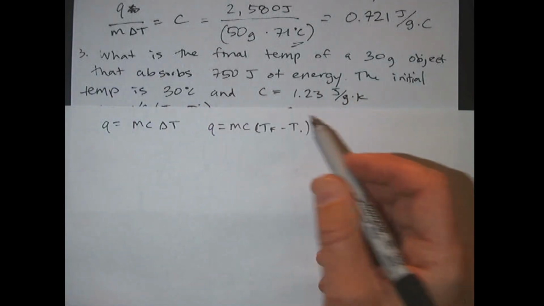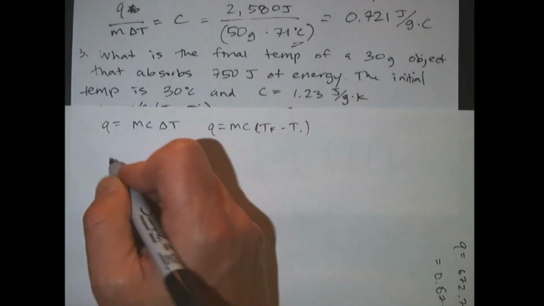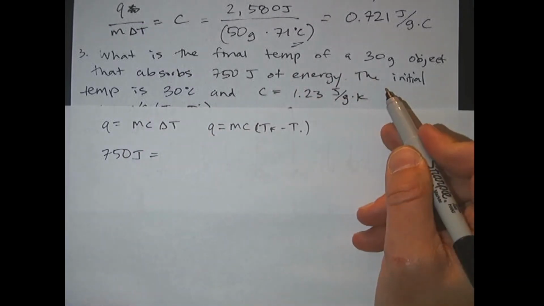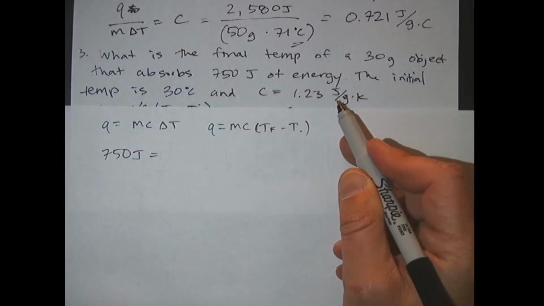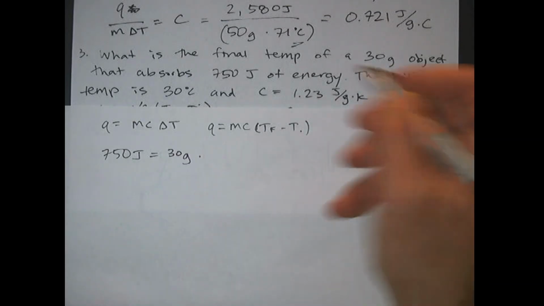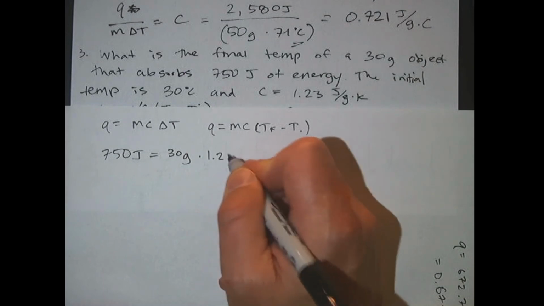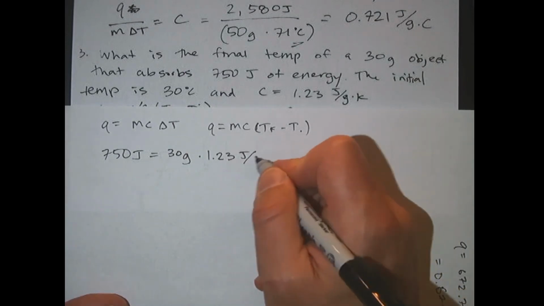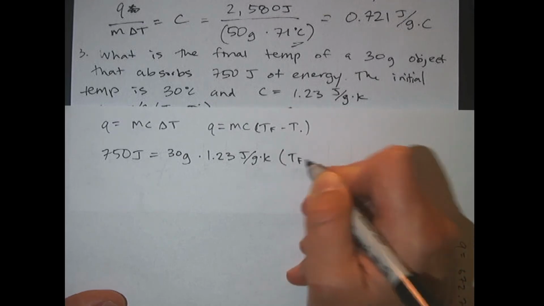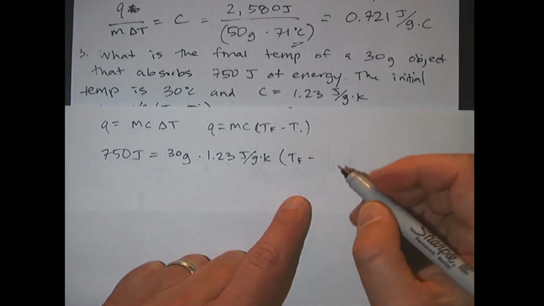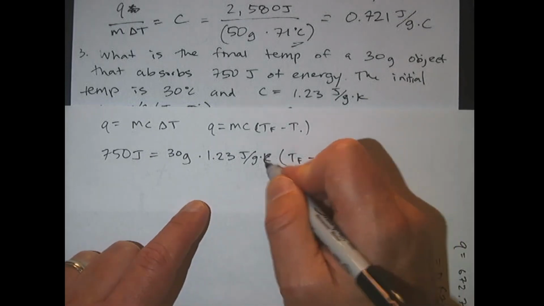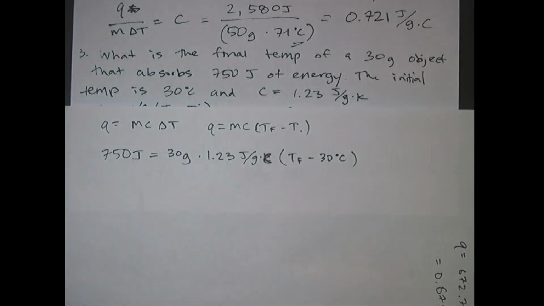Final temp, we're going to get there. Let's plug all the numbers in first. It is 750 joules of energy in the problem. The initial temp, we'll save that for later. It's a 30-gram sample. There's your m. Your specific heat is 1.23 joules per gram times Kelvin. And I'm looking for final temperature. The initial temperature is 30 degrees Celsius or Kelvin. I guess let's make it Celsius there so we're all on the same page.